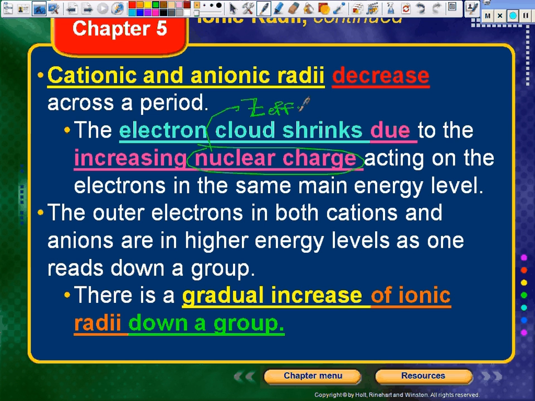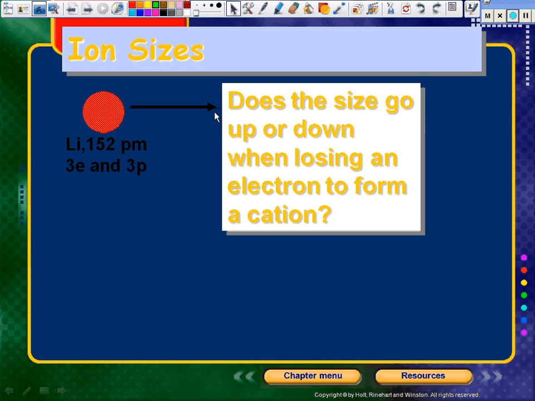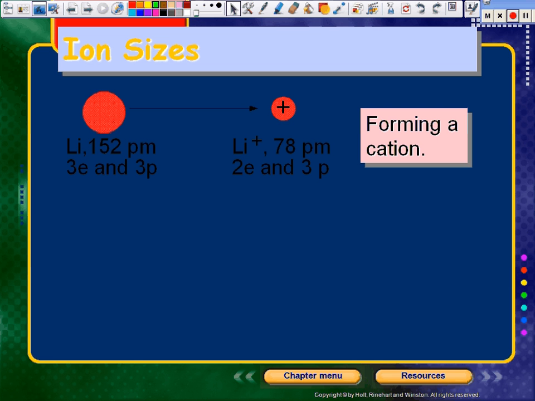Now, this is a good picture. Read this picture up here on the board. Lithium. Does the size go up or down when losing an electron to form a cation? It's got to get what? Smaller. So, did it get smaller? Yes. The thing I want you to notice is look at your sizes. What is pm? Picometer, very good. It went from 152 picometers to 78 picometers. You agree? Exactly. And if it lost 2, it would actually get smaller. No, it did lose 1.